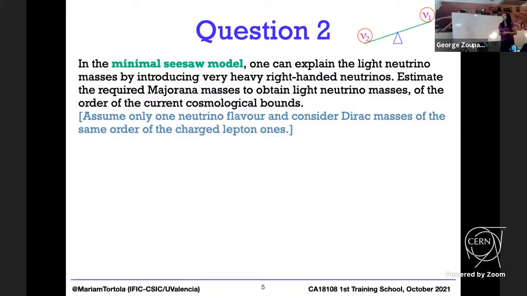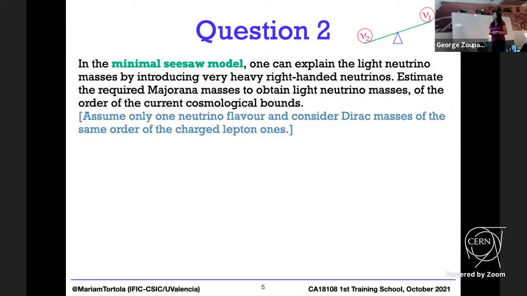So here I would like you to estimate the required Majorana masses to obtain light neutrino masses. We know the order of magnitude of light neutrino masses. So I wanted you to estimate which is the value of the Majorana mass that we need in order to reproduce this mass, according to the bounds from cosmology and from neutrino oscillations. And to do that, assume just one neutrino, just one family, okay?